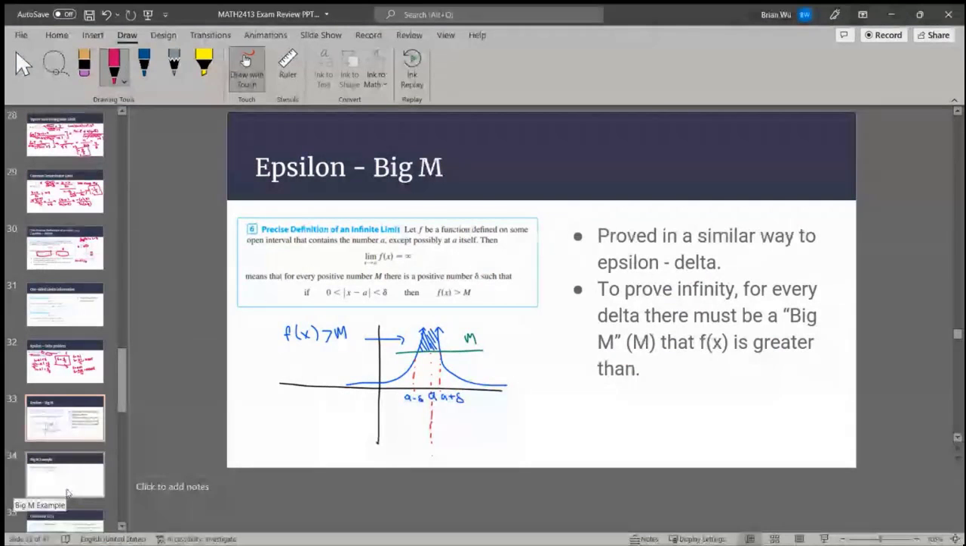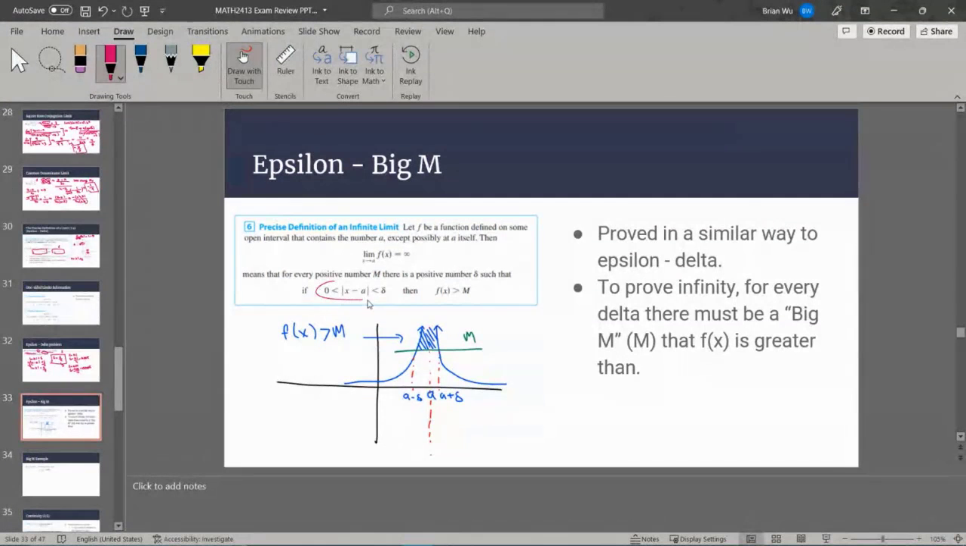There's a similar thing with infinite limits, right? So epsilon delta is used to prove normal limits when you have a range of numbers. But in this case, epsilon and big M is used to prove infinite limits. So it's kind of something similar. We still have a delta that is a distance from some value a. And basically what this definition says is that if we're in that range, our function should be above some value M, no matter what M is.